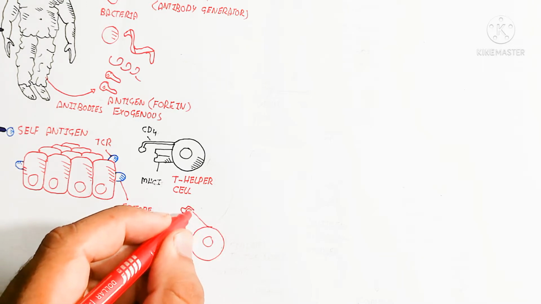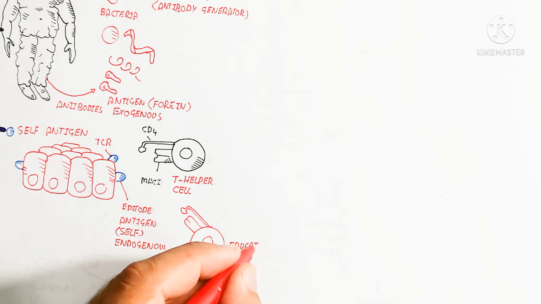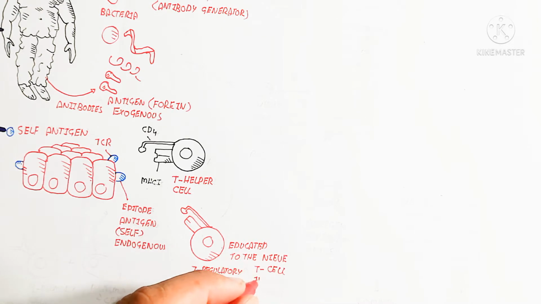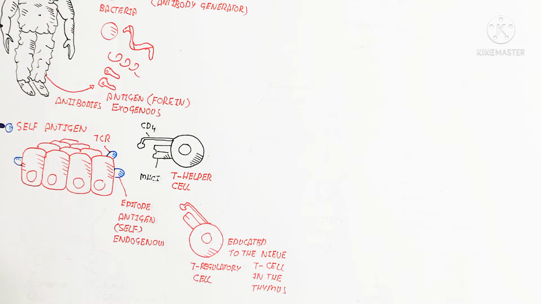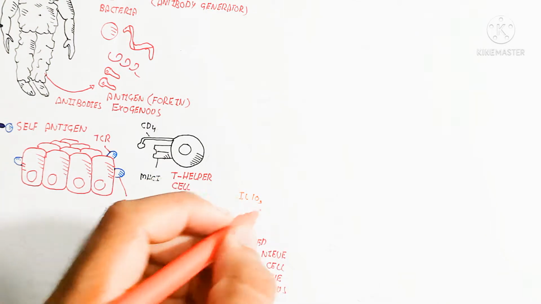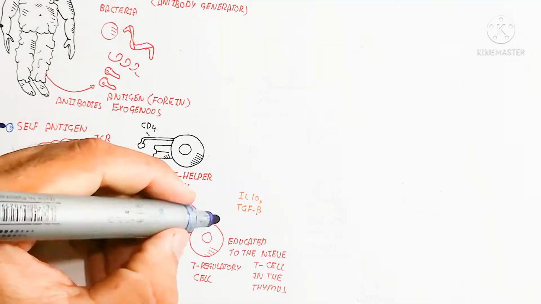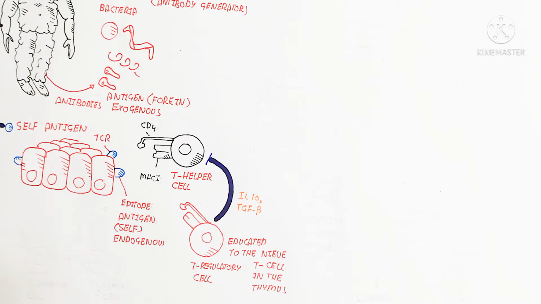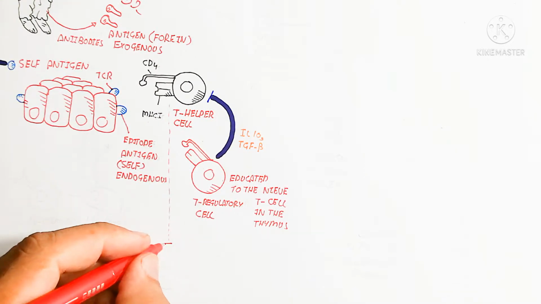So it is a very destructive mechanism. It is inhibited by the T regulatory cell, which produces interleukin 10 and TGF beta, which inhibit this T helper cell. Why? Because there is no need to produce antibodies against self antigen. Let's begin to understand it in detail.